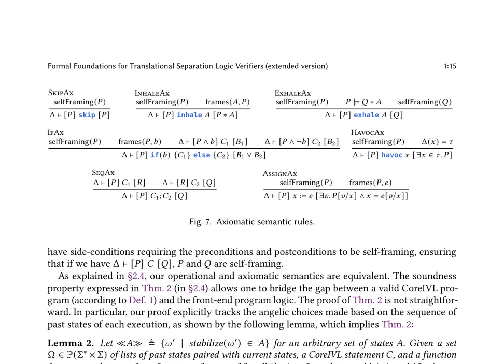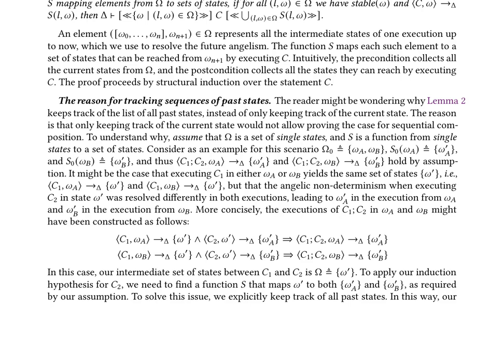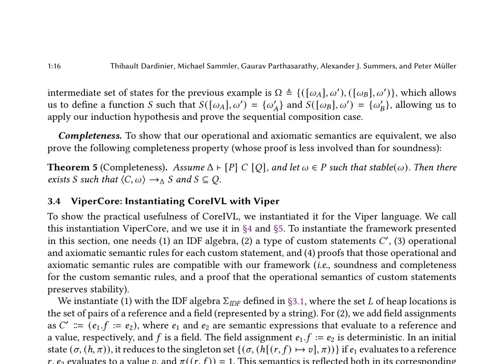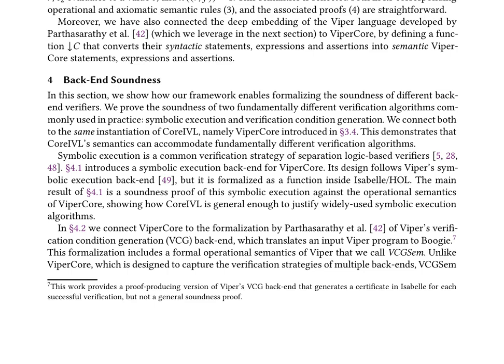It introduces the concept of self-framing, ensuring that preconditions and postconditions are self-framing, which is crucial for proving the soundness and completeness of the framework. The paper also presents a detailed proof of the soundness and completeness properties, demonstrating the equivalence between operational and axiomatic semantics. Additionally, it discusses the instantiation of core IVL for the Viper language, showcasing its practical usefulness. The backend soundness is also demonstrated through the formalization of symbolic execution and verification condition generation. The paper's technical depth and precision make it a valuable contribution to the field of formal verification.